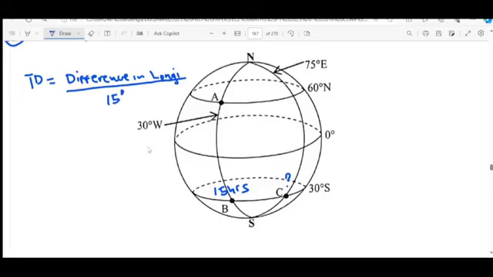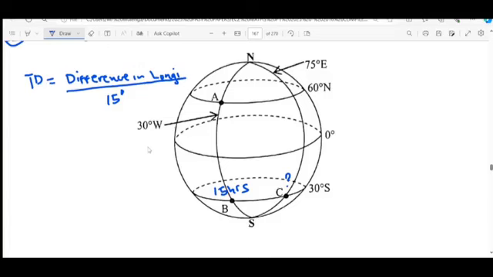So this is the formula that you use: time difference is equal to difference in longitudes over 15 degrees. The 15 degrees comes from the fact that the Earth makes a complete rotation in 24 hours, at an angle of 360 degrees. Now, in 1 hour, the Earth will rotate 15 degrees. That's why you're dividing by 15.